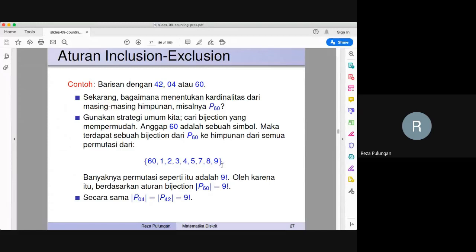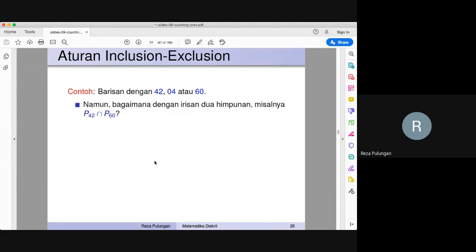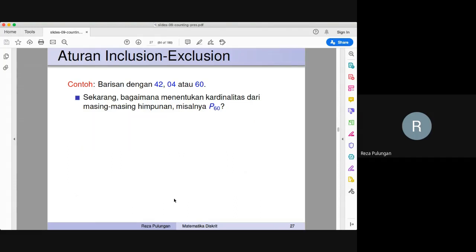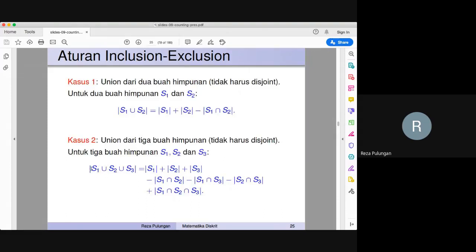You just fuse them together and they become one symbol, and you can find the cardinality again. So, what is the idea behind this? The idea is basically when you fuse them together, you force them to always fall one by another. So, we know P60, P04, P42. But what about the rest? Because here, the cardinality of the union is equal to the summation of the cardinality of each one of them minus this one.